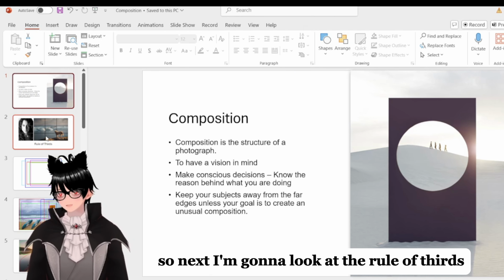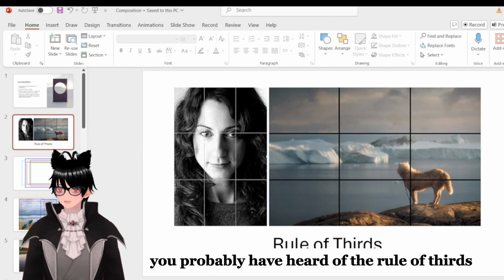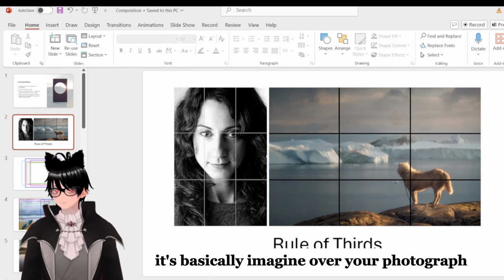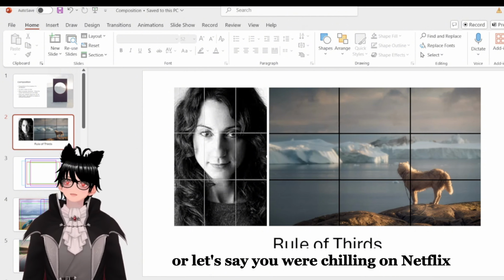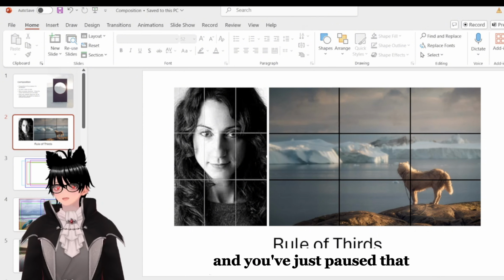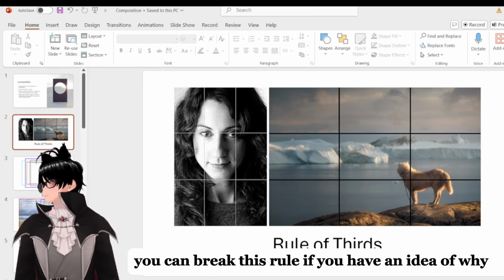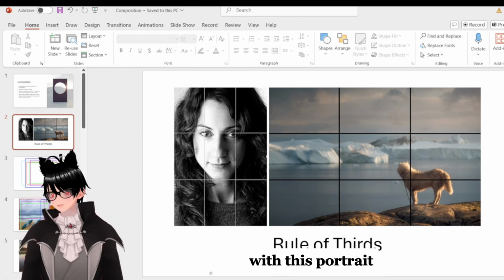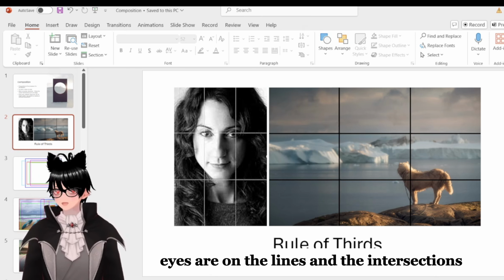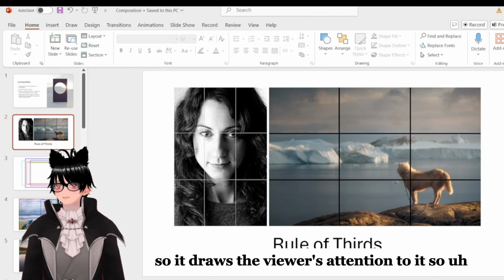Okay, so next I'm going to look at the rule of thirds. If you've done filmmaking, you've probably heard of the rule of thirds. It's basically, imagine either your photograph or let's say you are chilling on Netflix and you've just paused. Then it should be following this rule. You can break this rule if you have an idea of why. But basically, for example, with this portrait, the eyes are on the lines and the intersections. So we want our most important things on these lines, so it draws the viewer's attention to it.